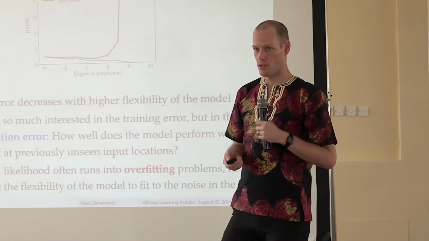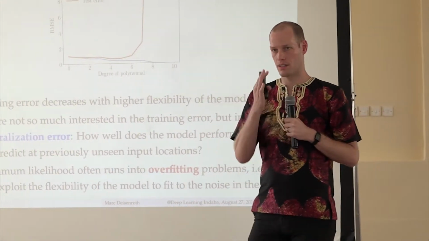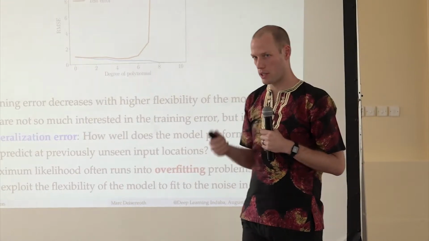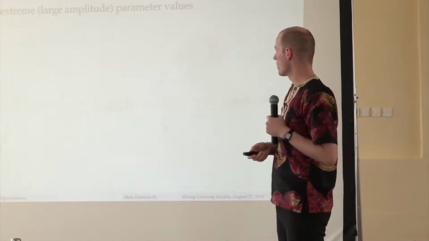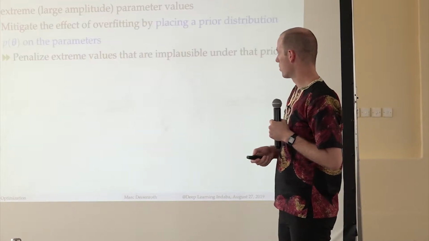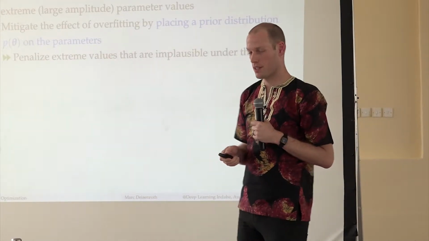So one of the things we could do, going a little bit in your direction, is that we have a lot of parameters. Why don't we punish these parameters in some way? So we can regularize these parameters, or in a Bayesian setting, we can put a prior distribution on the parameters.